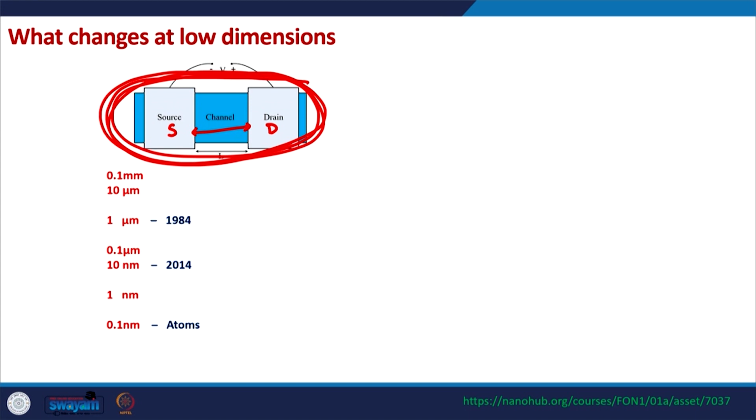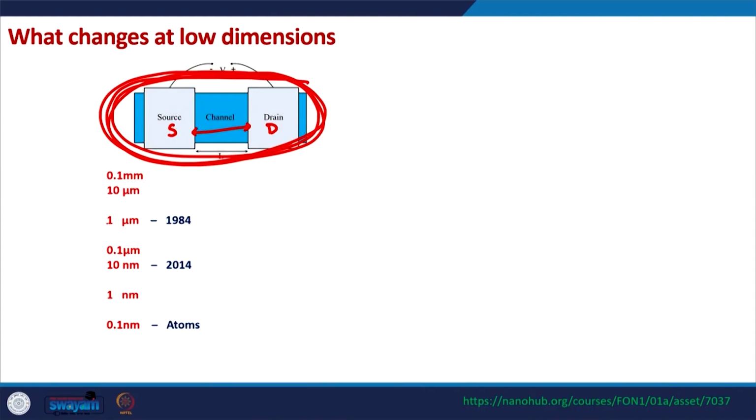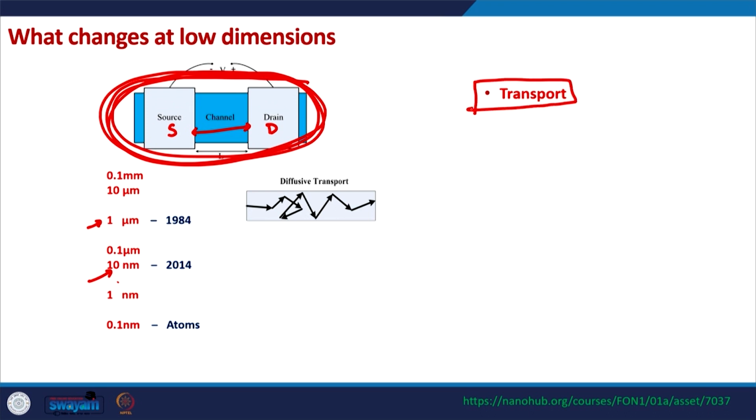What changes at these dimensions? So that is the first question that I put forth in this course, and I will let you think about this for a moment. Just take a moment and think what would change if we go, let us say, from a 1 micrometer transistor to, let us say, a 10 nanometer transistor, or let us say 20 nanometer transistor. Okay, so the first thing that changes is the way electrons transport through the transistors.